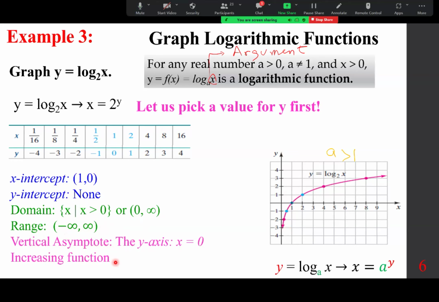It is extremely important that we remember this graph is the basic function, and as long as we know the graph, we can do any transformation if need be.